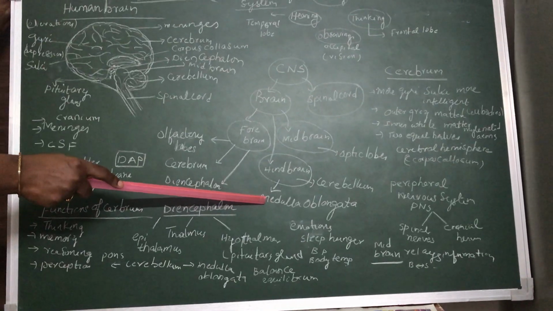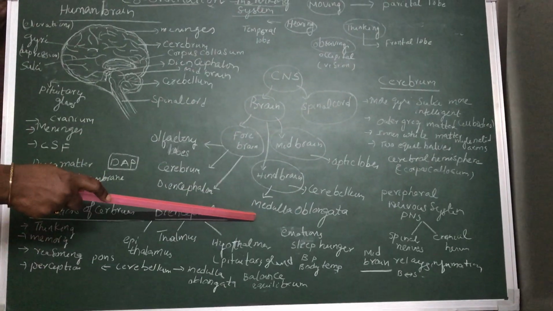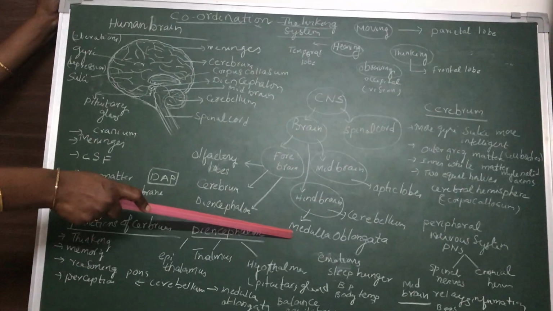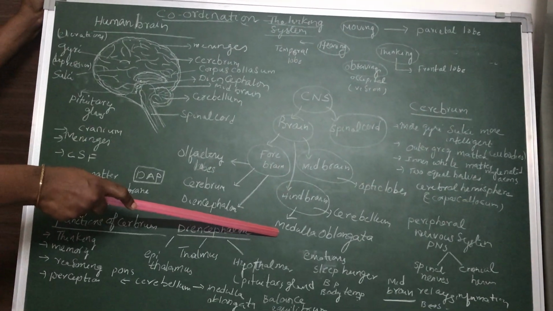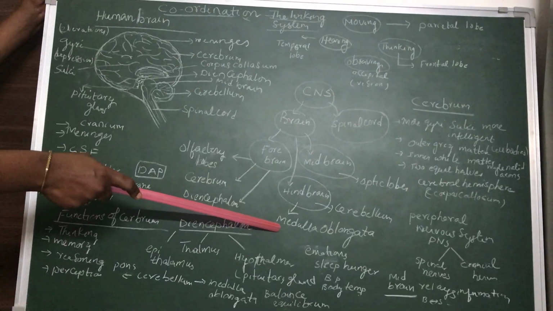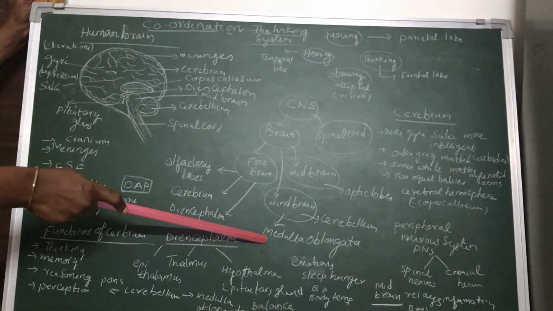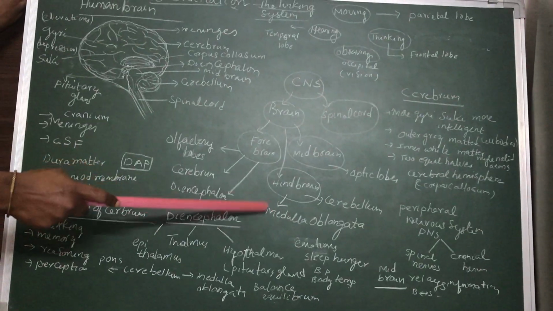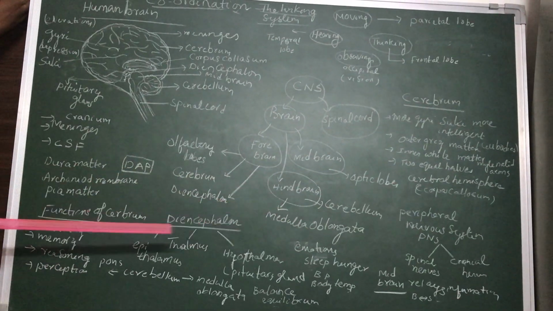Medulla oblongata is very important. When the medulla oblongata is damaged, the person will get instant death, without loss of blood or anything, because the medulla oblongata controls cardiac, that is the functioning of the heart, and the respiratory system. So it is also a very important part of the brain.